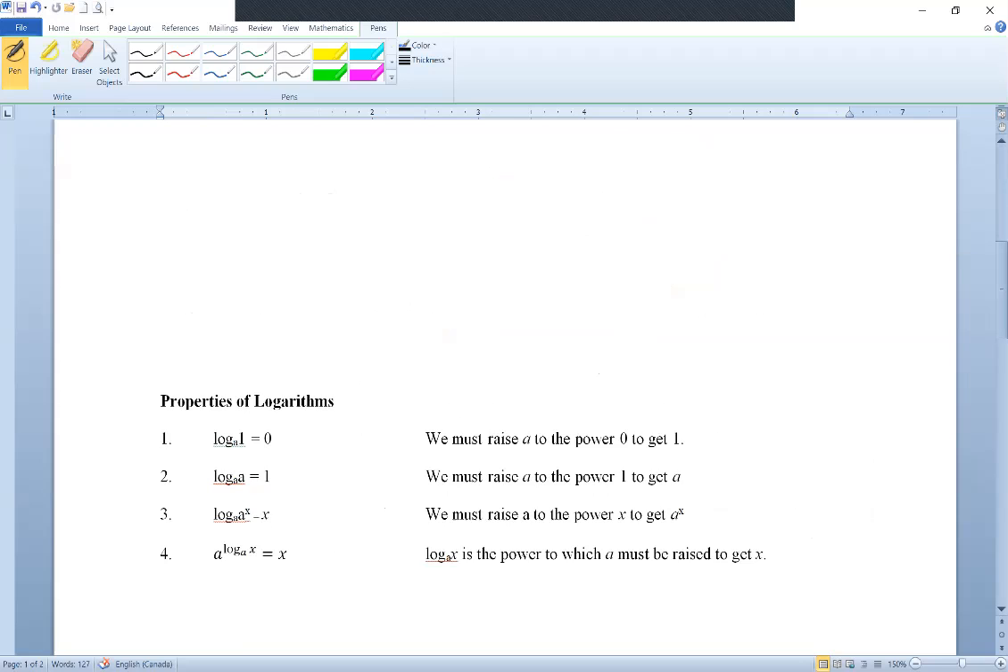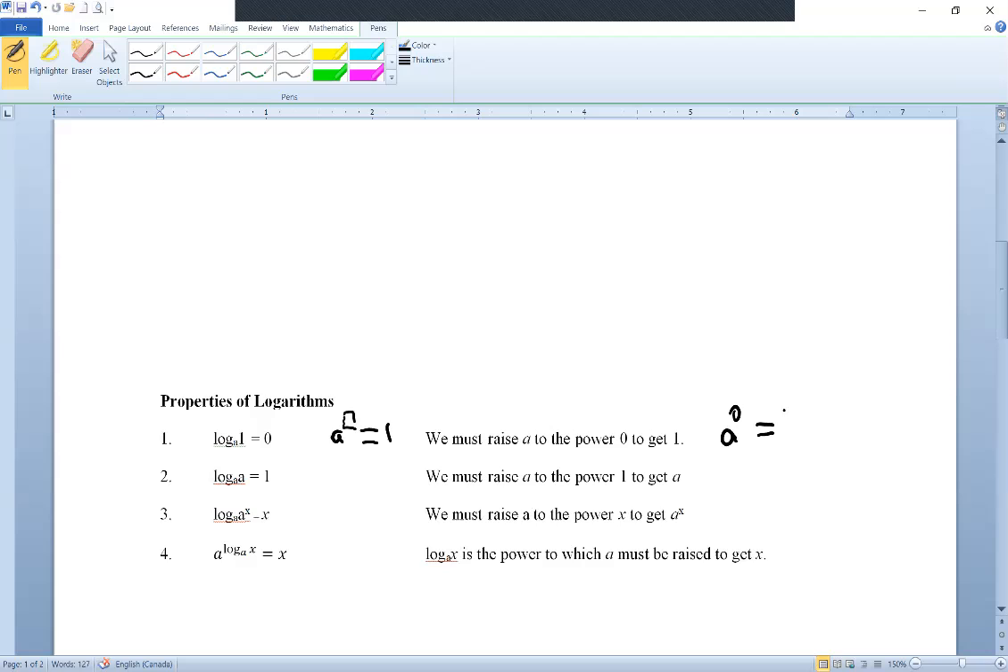So some properties that we have to go through, and I wanted to do a pretty good job to show you. And as you can see on the screen, if you have to pause it, feel free to. But this kind of makes sense. So there's these 4 logarithm properties, and right beside each is the reason. So one more time, for property number 1, log base a of 1 is equal to 0. And what that really means is that a to the something must be equal to 1. And what would that be? Well, we must raise a to the power of 0 to get 1. And that's why that is written like this.